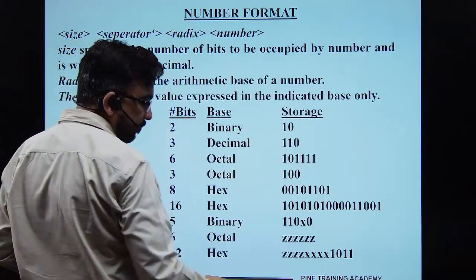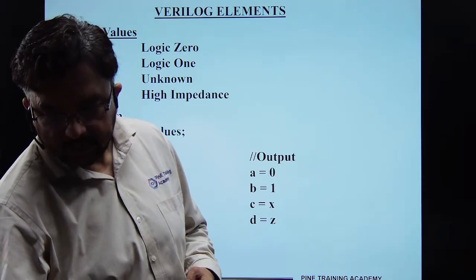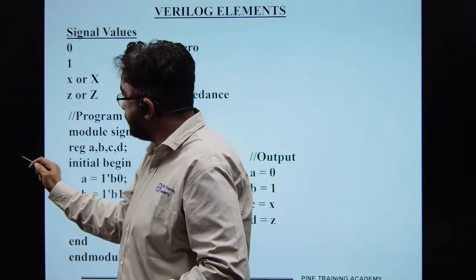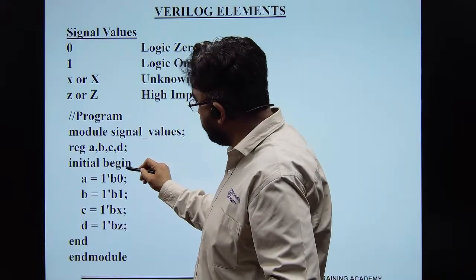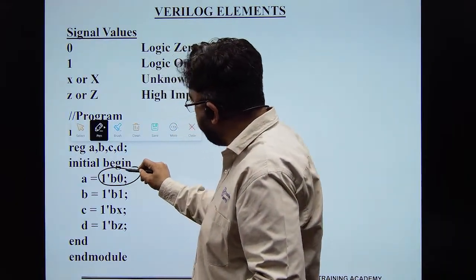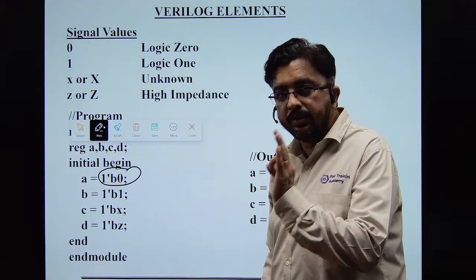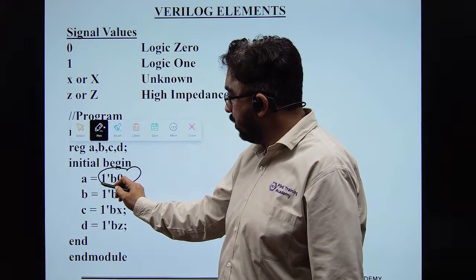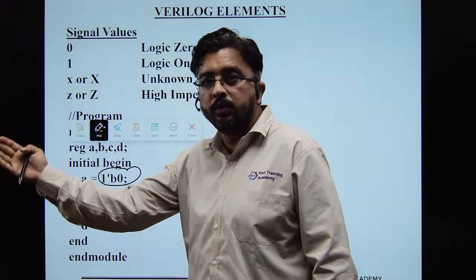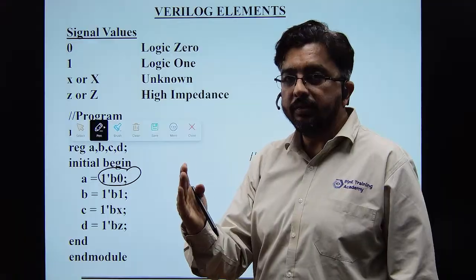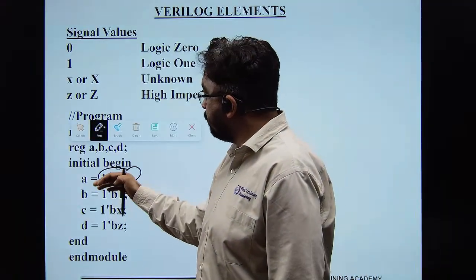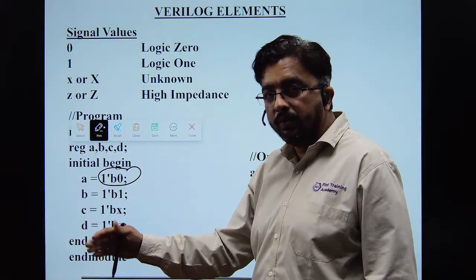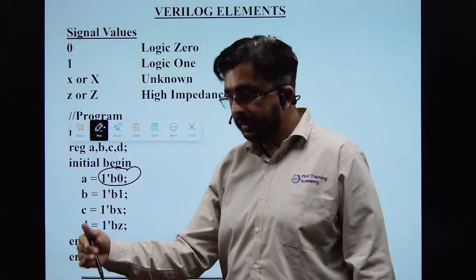like this previously. Just take this A1 as an example. Here I am representing the value 0, in terms of 1 tick B0. So what is 1, what is the tick, what is B, and what is 0? This is what we are going to take in the next slide.